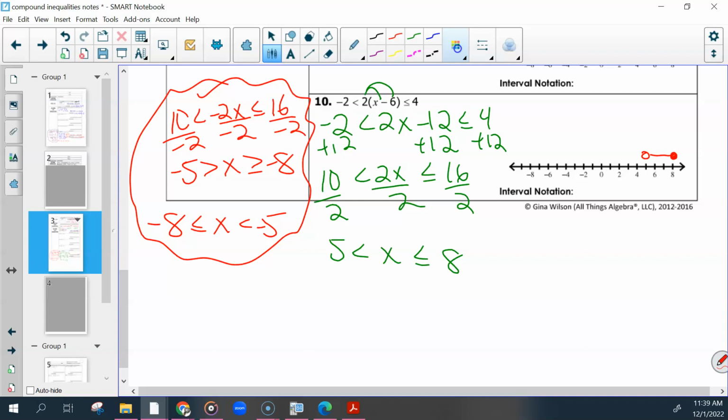And then our interval notation would be what? Where does it start? 5, 8 with a bracket. Would they both be brackets? The 8 would be a bracket, the 5 would be in parentheses. Just like that.